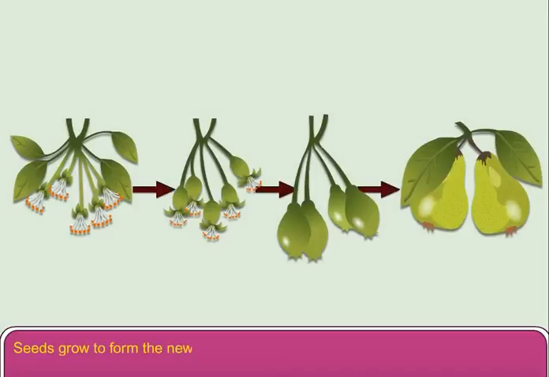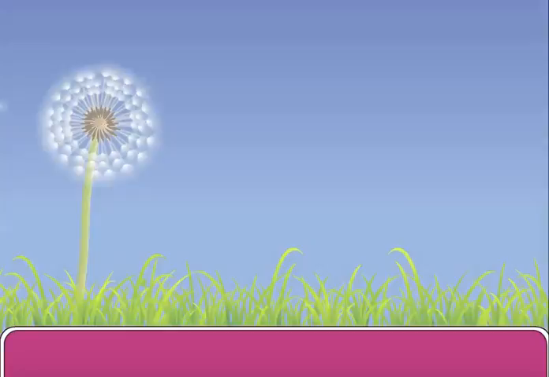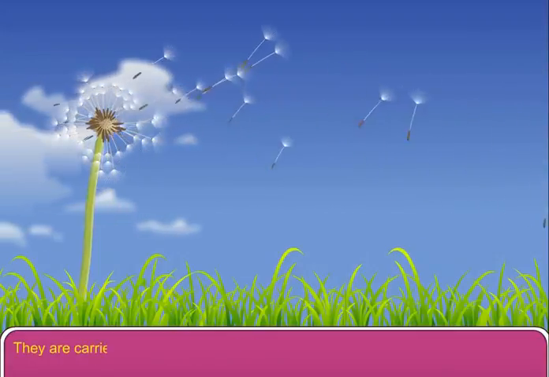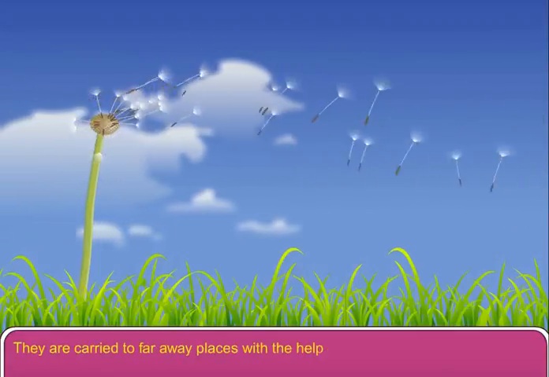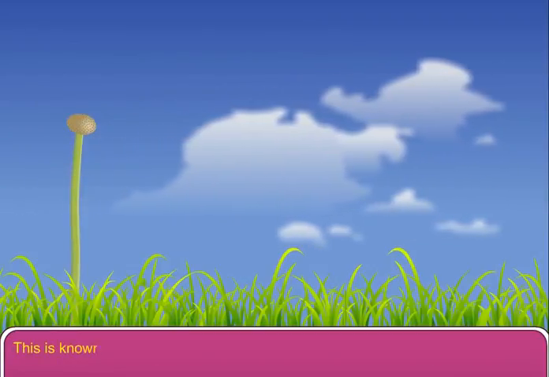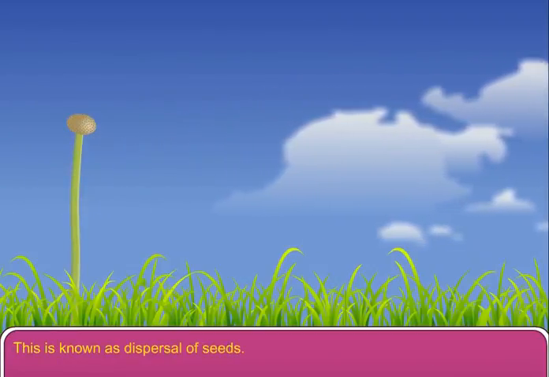Seeds grow to form the new plant body. All seeds do not grow at the same place. They are carried to faraway places with the help of air, water and animals. This is known as dispersal of seeds.